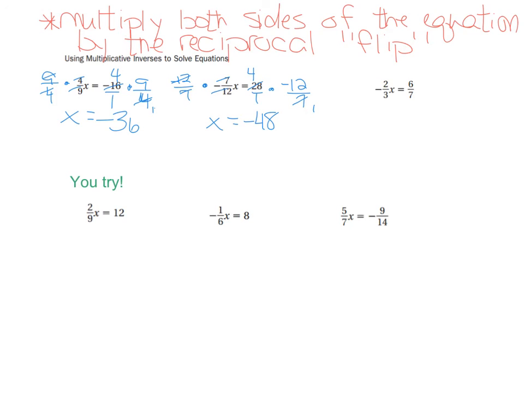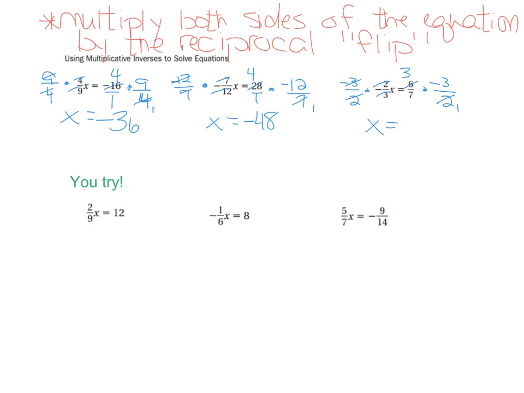Let's do one more. Oh no, this is two fractions. Find your variable. There's x. The fraction I need to flip or take the reciprocal of is negative 2/3. So I'm going to multiply both sides by negative 3/2. Okay? A fraction times its reciprocal is 1. 1x is x. I look and I see, let's see, my 2 goes into my 6.